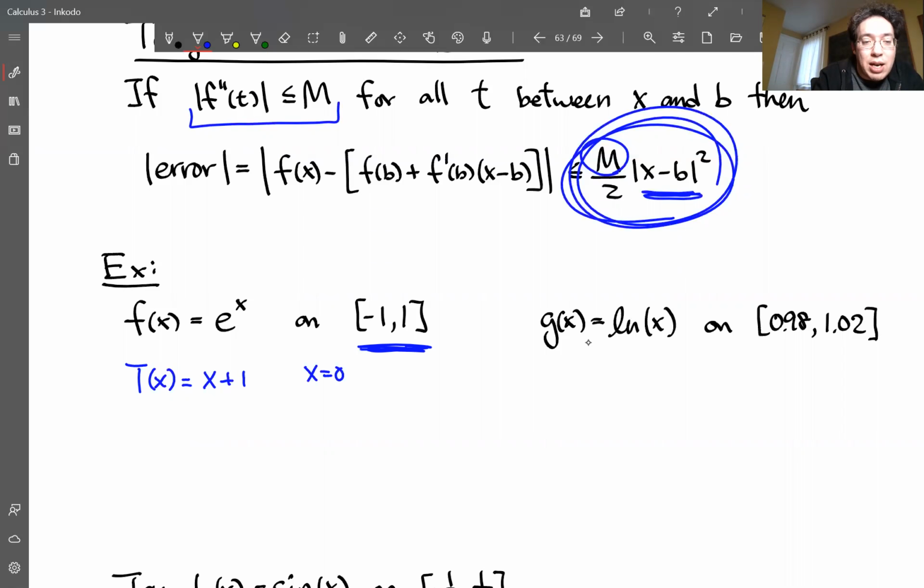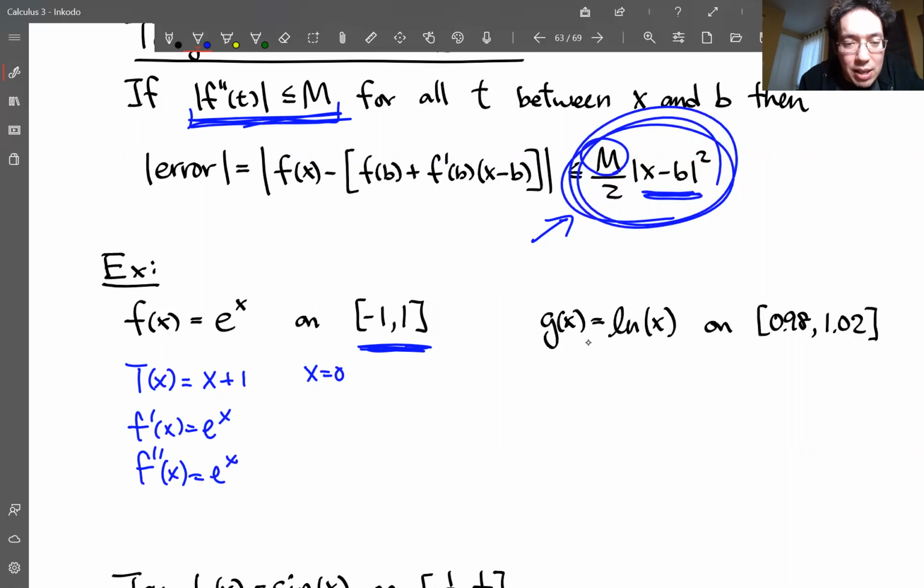All right. So to use this formula, I need to estimate the second derivative. So f prime of x is e to the x, and f double prime is, again, e to the x. And how large could e to the x be in the interval from -1 to 1? Well, it's the largest when x is equal to 1. So f double prime of x is always less than or equal to e to the power of 1, or just e.